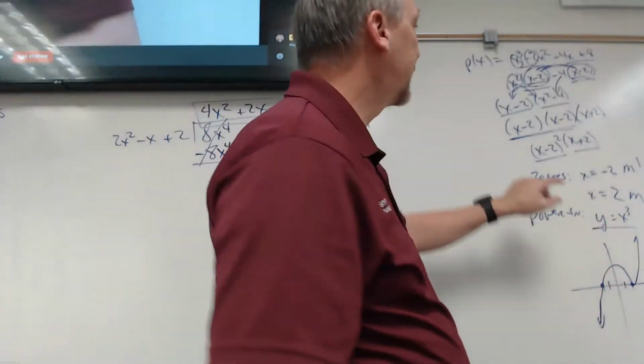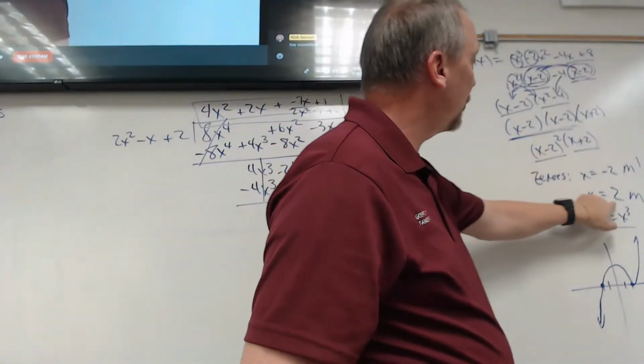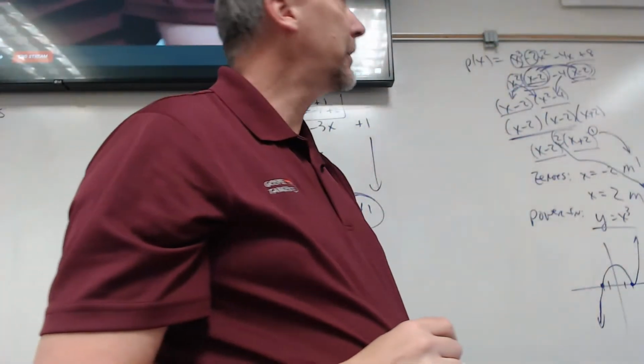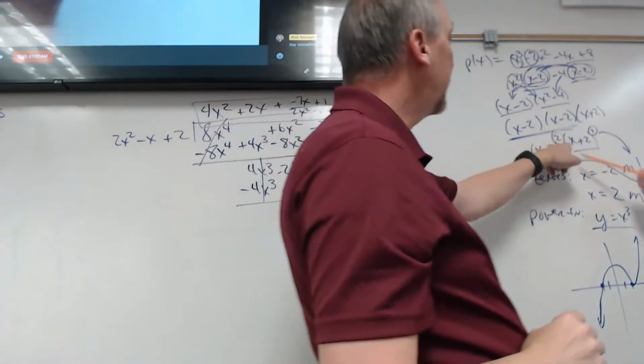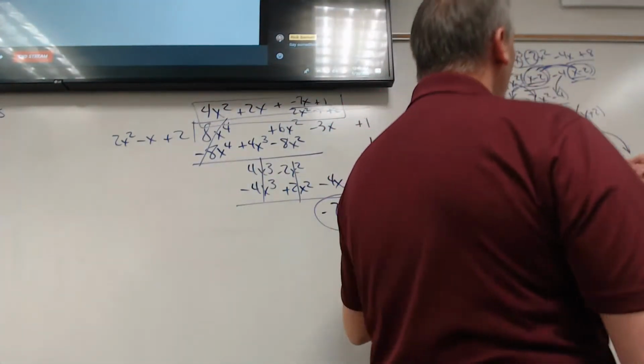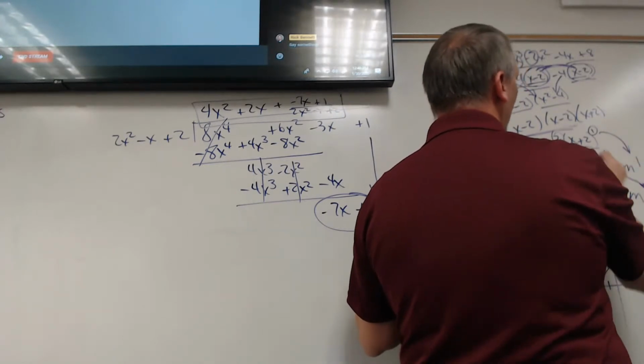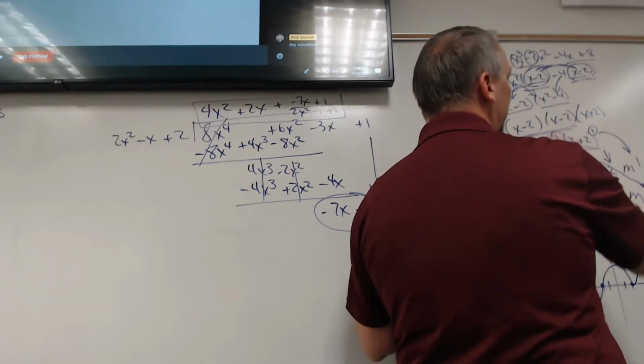Okay. Super fast. I've got a positive 2 because this is a 1. Does that make sense? You just take the opposite of this, or whatever will make the 0. One of them makes the 0, that's this one. And then the multiplicity is the exponent.